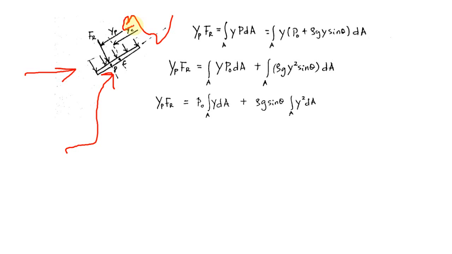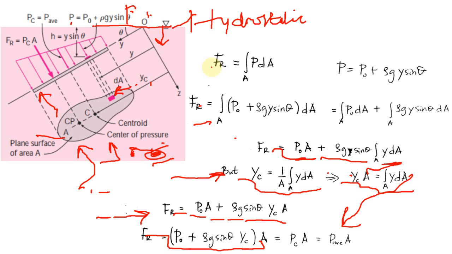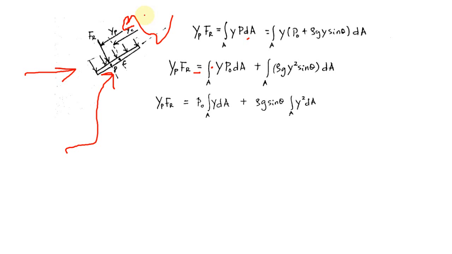So let's just have a moment balance at point O, as shown here. You can see point O right at the top somewhere here. As we do the moment balance, this is what we're going to have.